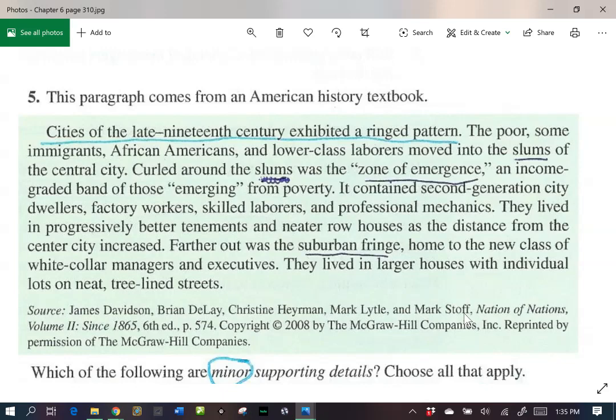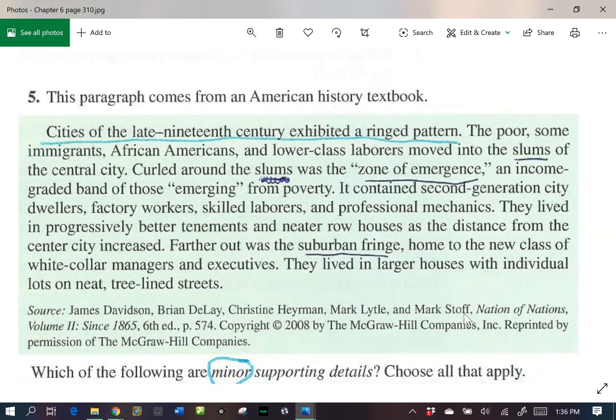The poor, some immigrants, African Americans, and lower class laborers moved into the slums of the central city. Curled around the slums was the zone of emergence, an income graded band of those emerging from poverty. It contained second generation city dwellers, factory workers, skilled workers, and professional mechanics. They lived in progressively better tenements and neater row houses as the distance from the center city increased.